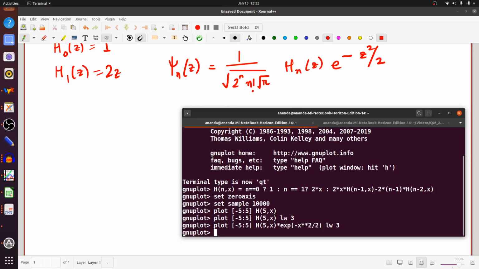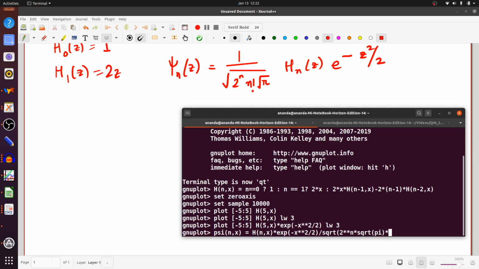So this is the expression for the normalized wave function, and this is what we are going to now define in gnuplot. To do that, we define the function psi of n and x to be equal to what else? H n comma x times exponential minus x square by 2, and then divide it up by the normalization factor. The square root of 2 to the power n times square root of pi. Pi gnuplot recognizes as pi simply, times the factorial of n.